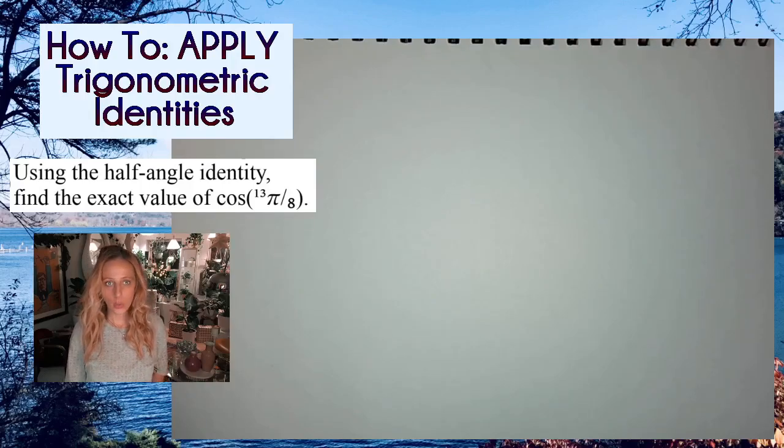Hi everybody, in this video we are going to continue with applying trigonometric identities, and we're going to use the half angle identity to find the exact value of cosine of 13 pi over 8.